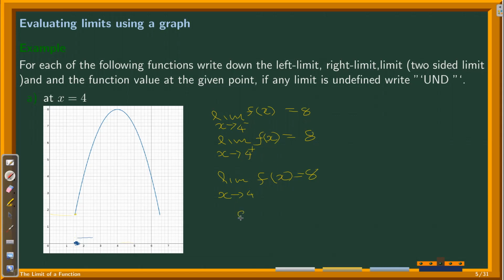Then f of 4 is right above 4 on the function. So this is my function value. The function value is the point right above 4, and that is also 8.